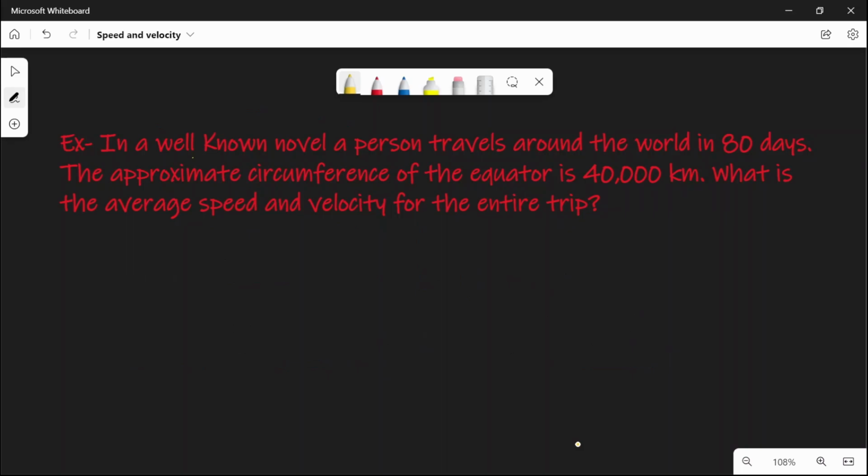In a well-known novel, a person travels around the world in 80 days. The approximate circumference of the equator is 40,000 kilometers. What is the average speed and velocity for the entire trip?